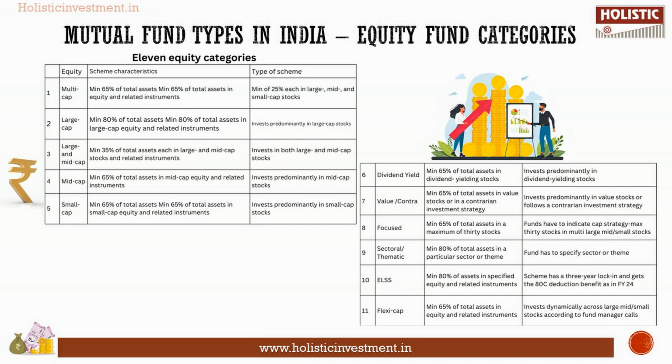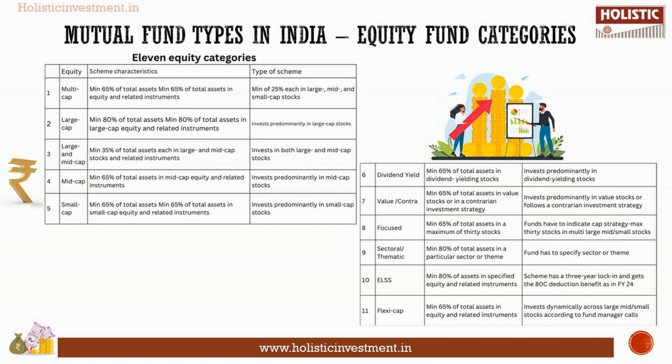The subcategories are: large cap fund, which invests in top 100 company stocks in terms of market capitalization. Large and mid-cap funds invest in top 250 companies with a minimum of 35% each in large cap and mid-cap. Next, mid-cap funds invest in mid-cap companies, that is companies ranked between 101 and 250 in terms of market capitalization. Small cap funds invest in small cap companies, that is companies ranked above 250 in terms of market capitalization. Multi-cap fund invests a minimum of 25% each in large, mid and small cap.